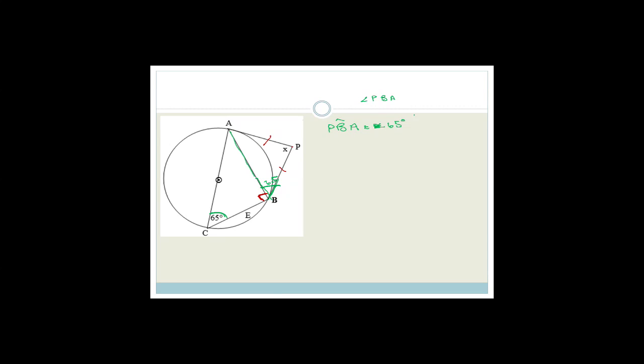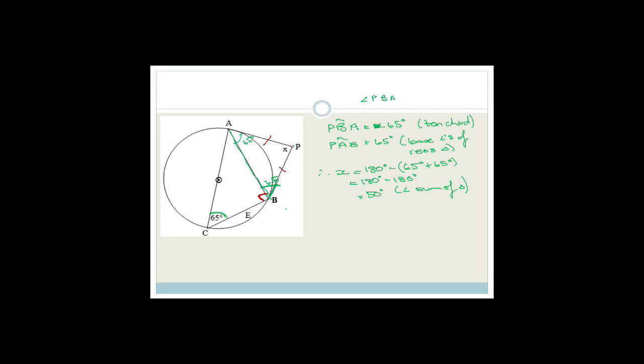So we got PBA is equal to 65 degrees, because of the tan chord theorem. You don't have to write the word theorem, it's obvious. We know that angle PAB is also 65 degrees, because base angles of isosceles triangle. You don't have to tell them that AP is obviously equal to PB because that tells you that. Therefore, we can say that x is going to be 180 degrees minus (65 degrees plus 65 degrees), which is 180 degrees minus 130 degrees, which is 50 degrees, and that is angle sum of triangle.